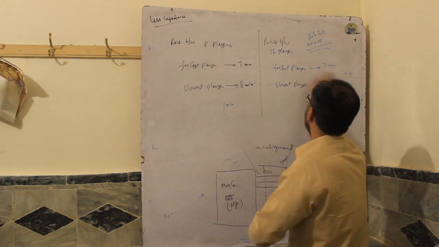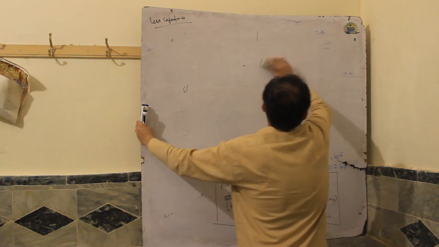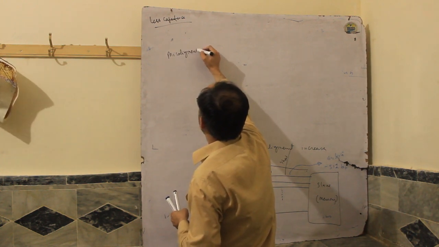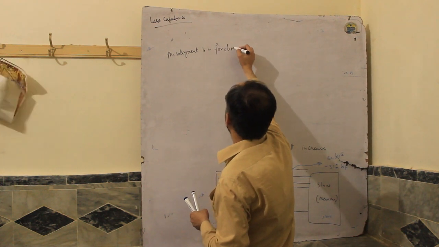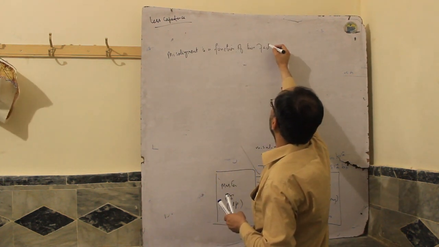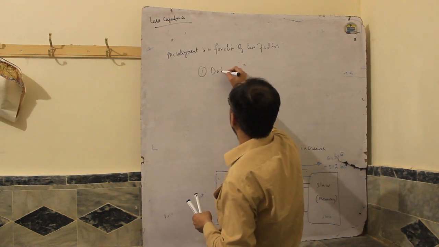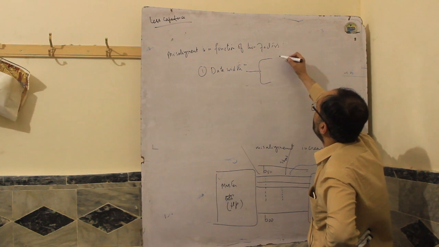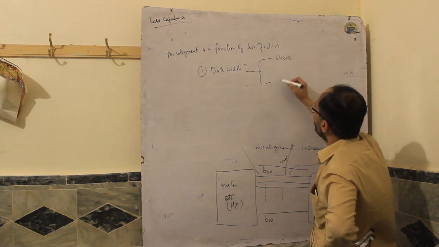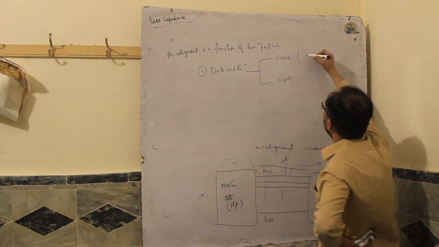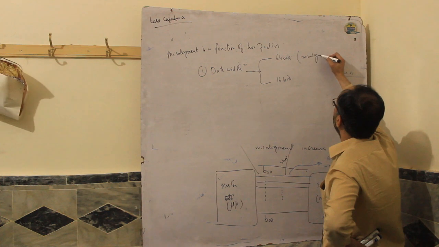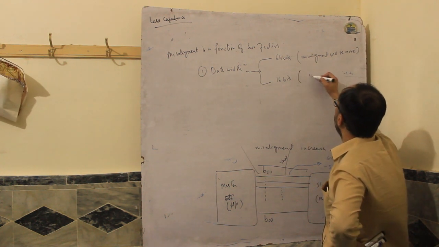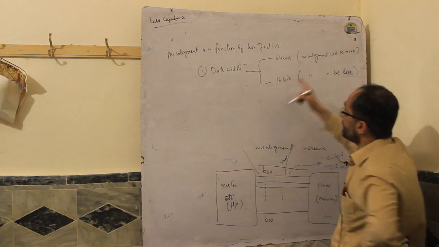Now the misalignment is a function of two factors. The first factor is the data width. There are two possibilities: if the data width is, for example, 64 bits or 16 bits, the misalignment will be more in the case of 64 bits, and the misalignment will be less in the case of 16 bits.